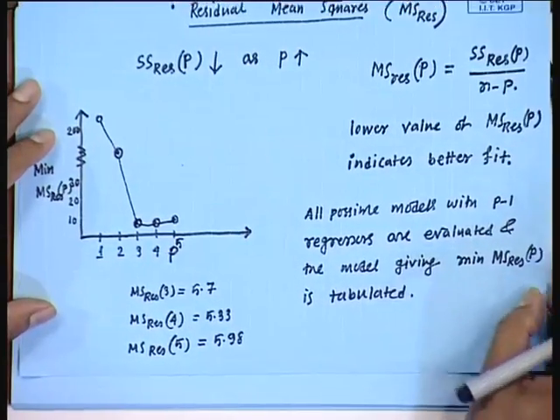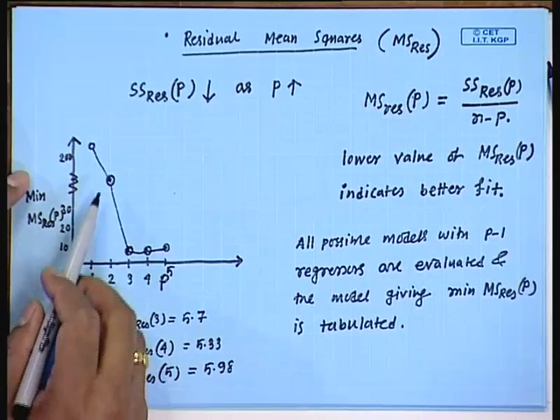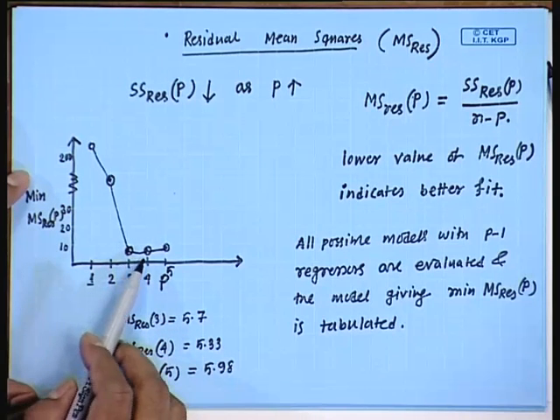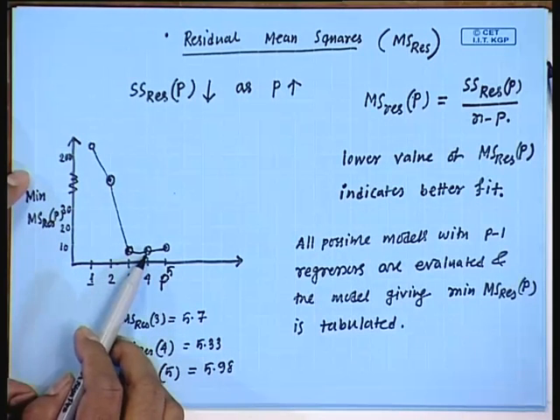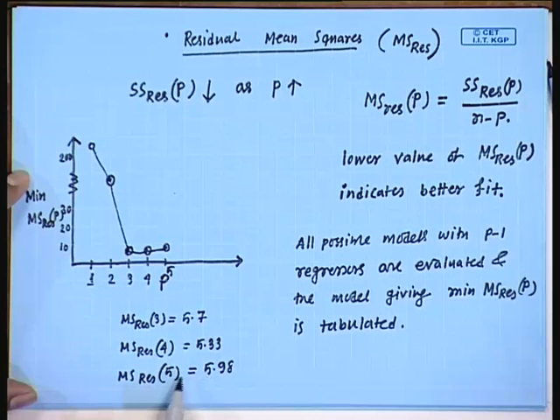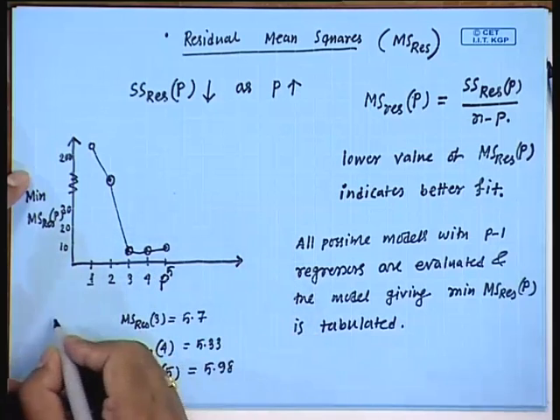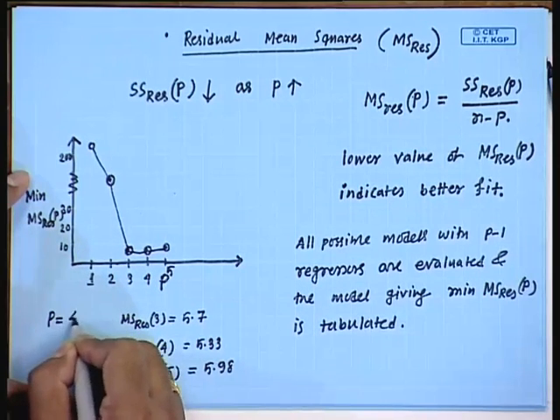So, here you can see that MS residual decreases till p equal to 4 and then it turns upward, because for 5 it is again the value is more than the value for p equal to 4. So, here it turns upward. So, here you can choose p equal to 4.